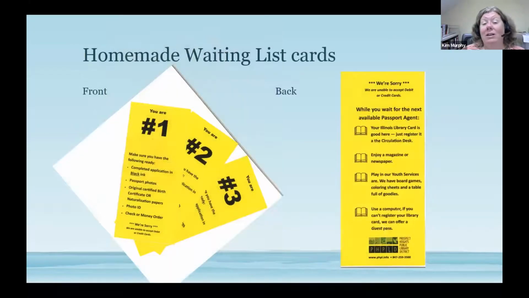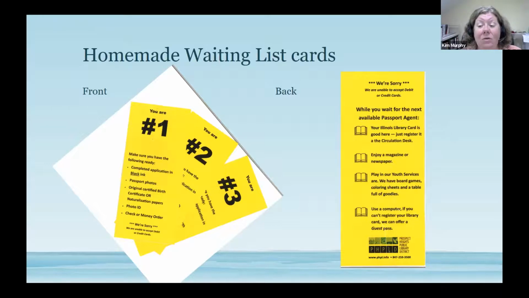So we just created some basic old homemade waiting list cards. And one of the things we discovered is that it's a good way to kind of do some advertising in the building. So while they're waiting, the front side says what order they're in, and just kind of reminds them to make sure that they're ready when we call them by having their application filled out, having the photos, the birth certificates, and things like that.